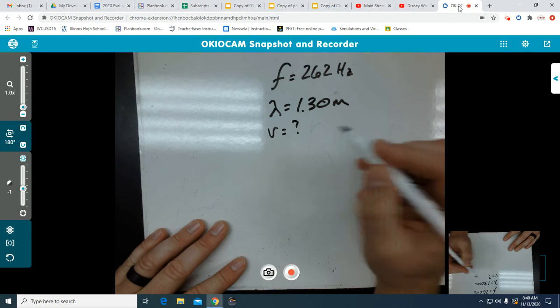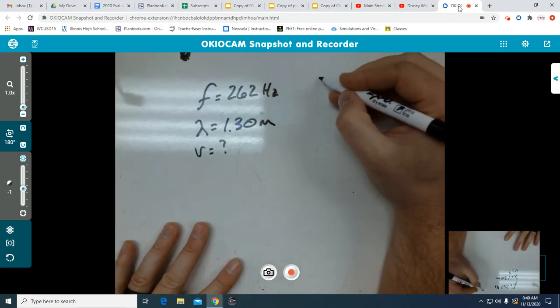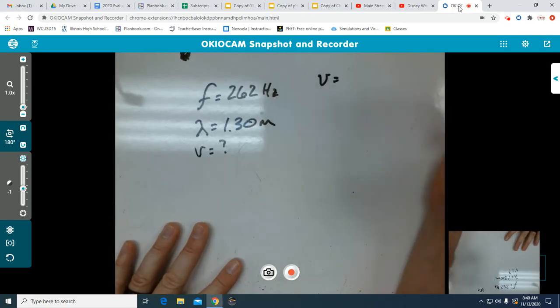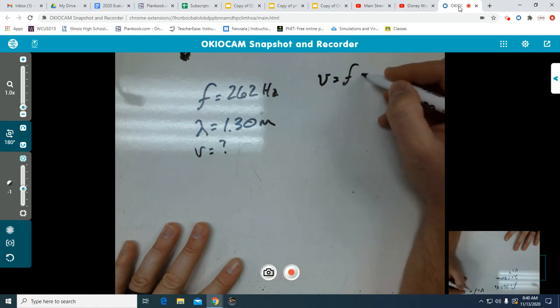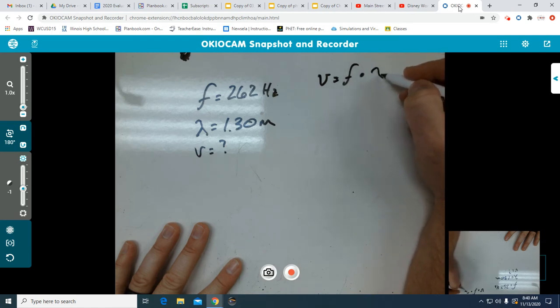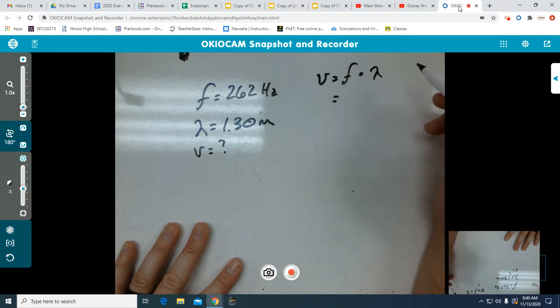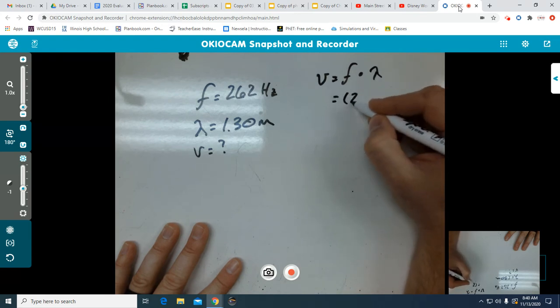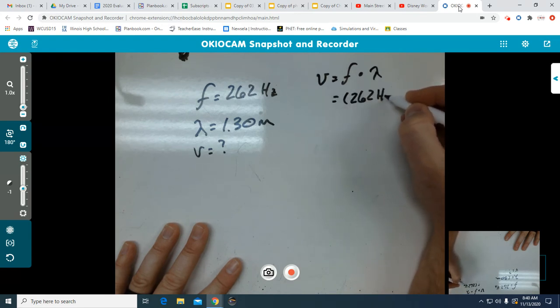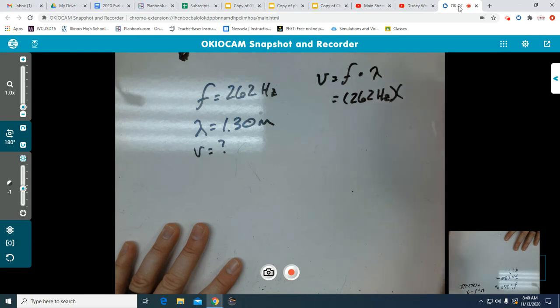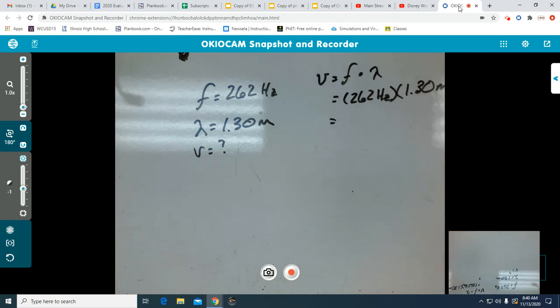And so we go ahead and write our wave speed equation. Since we have frequency, we're doing frequency times wavelength. And so we just go ahead and plug in our values. 262 hertz times 1.3 meters.